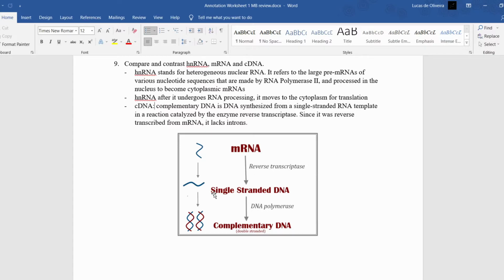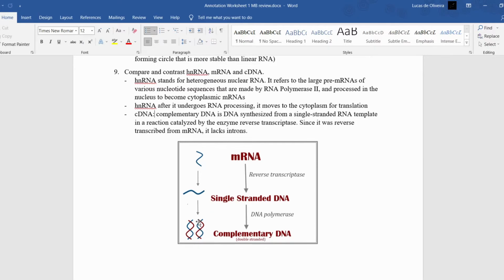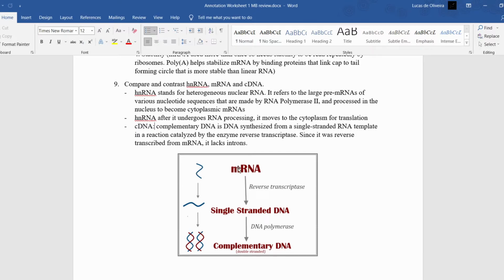Regular DNA polymerase, just like when DNA replication would happen, you'll get complementary DNA. So that is cDNA. It's after mRNA. It's like converting mRNA into DNA. I don't want to get into cDNA libraries or anything like that.